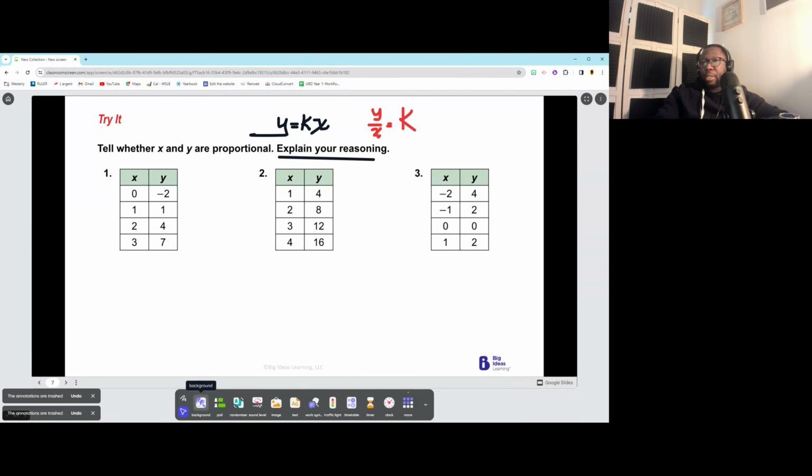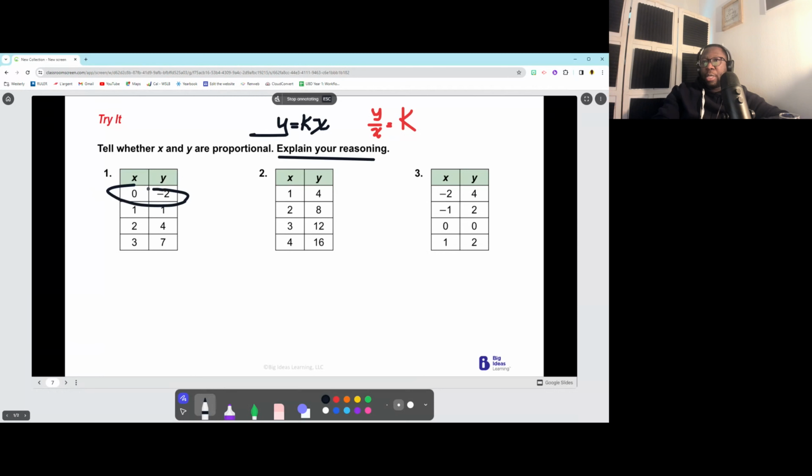So let's see whether or not these three tables are proportional. First off, when we look at 0, -2, the moment we see that this is not 0, 0, we can say this is not proportional. And what was the reason? What was that word that you needed to type in the chat? Again, origin. Because this doesn't pass through the origin, that's the reason why this is not proportional. Because this is at 0, -2 instead of 0, 0, we don't even have to look at the other points on this graph. They're not going to be a straight line, therefore it's not going to be proportional.